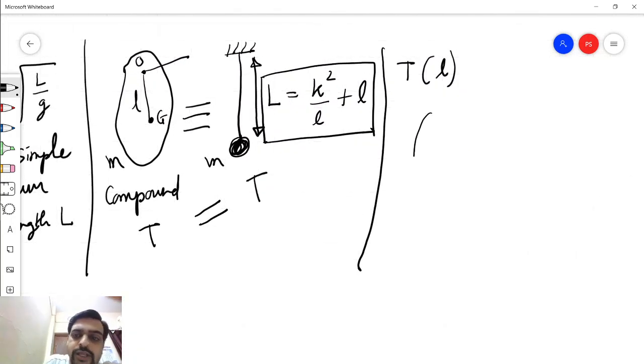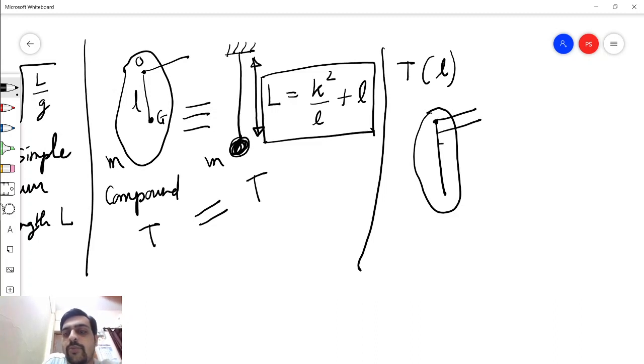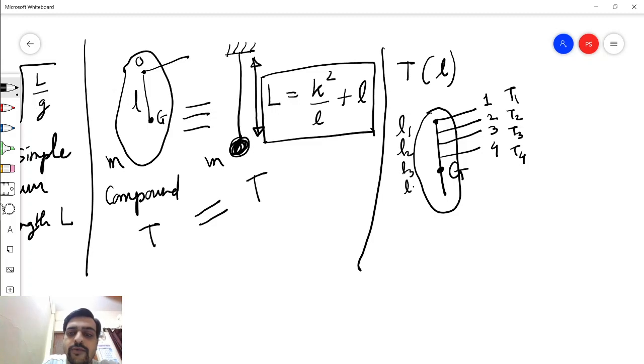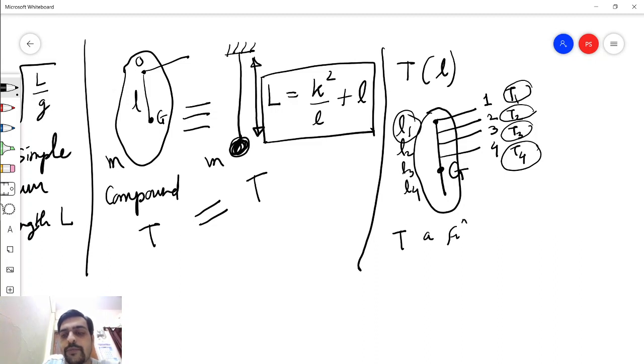So if we choose different axes passing through different points O, say axis 1, axis 2, axis 3, axis 4, and then we can measure the time periods accordingly, the center of gravity is going to be fixed. So what changes is this distance L1, L2, L3 and L4. As this distance goes on changing, the time periods will be different. So t is a function of L, that is the distance between point O and point G.